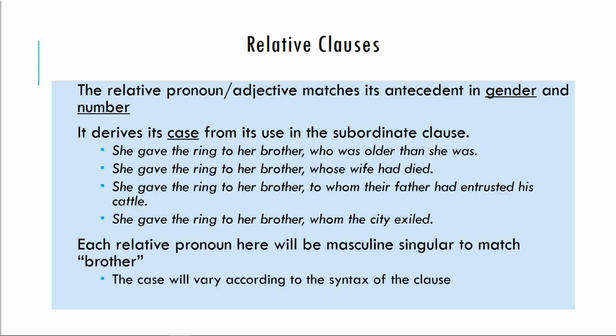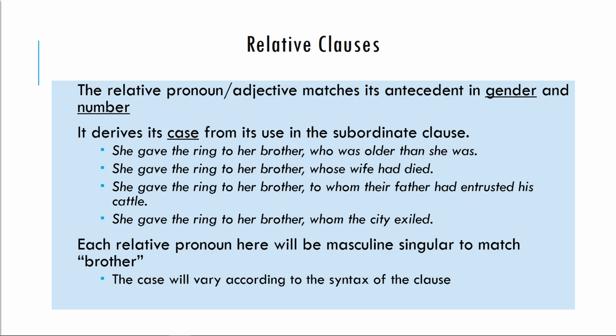So the relative pronoun, who, will always be masculine singular to match brother, but in the first example, who was older, it's the subject and will be in the nominative. In the second example, it's the possessive genitive. In the third example, it's the dative indirect object. And in the fourth example, it's the accusative direct object. So we don't inflect much in English, but who and whom is a word that we do inflect in English. So this is what we're going to be talking about.